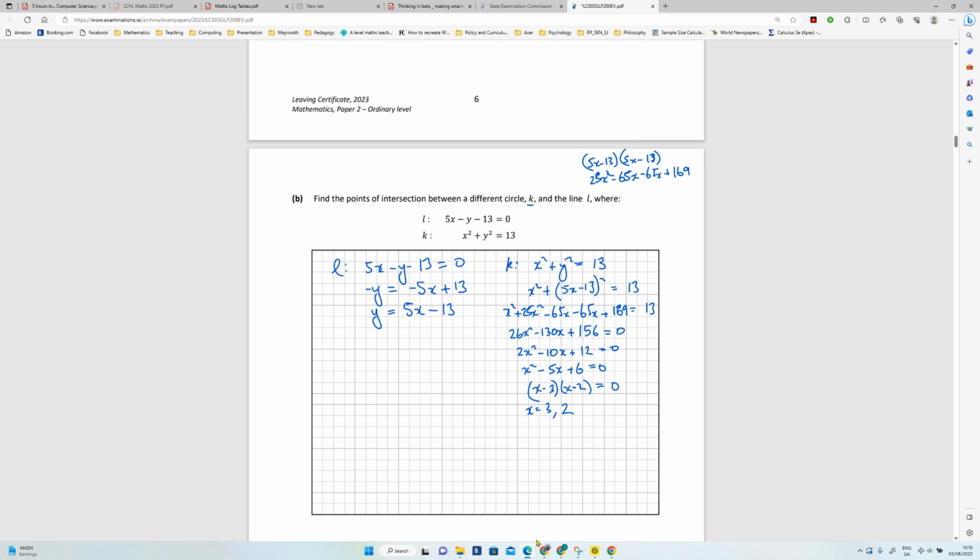So if I come back here, for x equals 3, I'm using this equation here, the line. So 5 minus y minus 13 equals 0. Oh, 5 times 3, so that's 15 minus y minus 13 equals 0. So minus y plus 2 is equal to 0. Minus y is equal to minus 2. So y is 2.